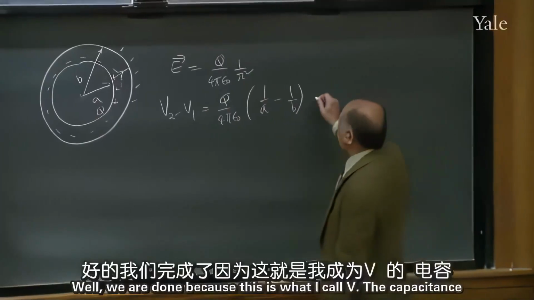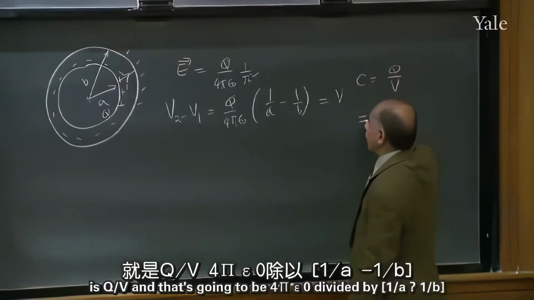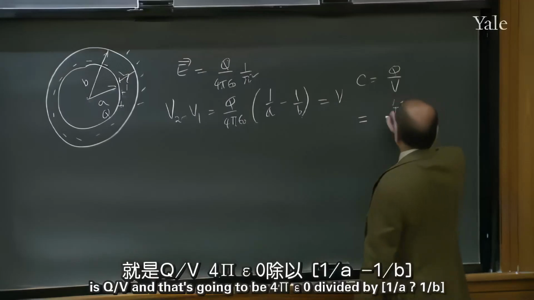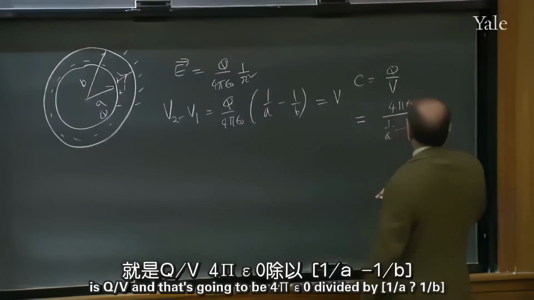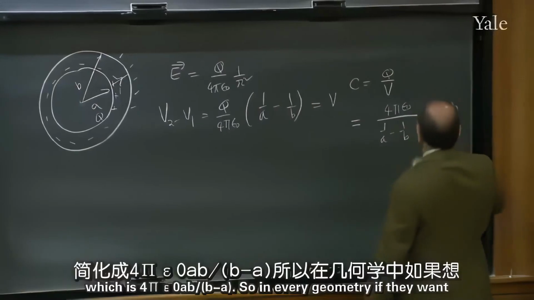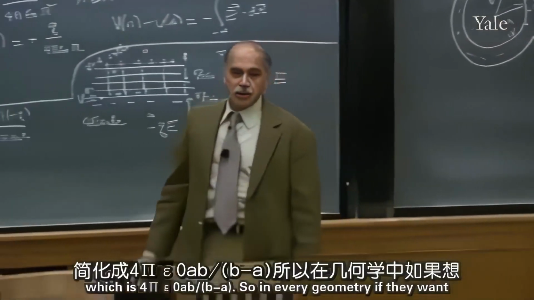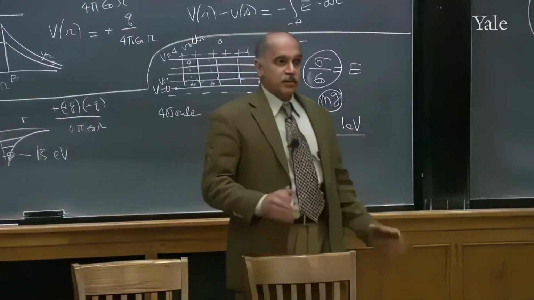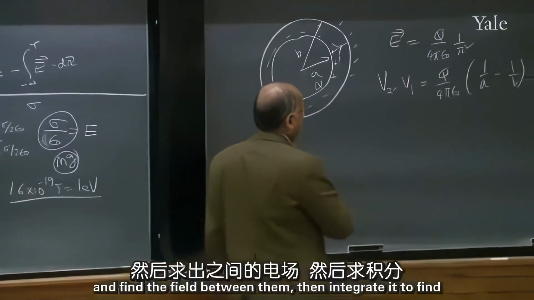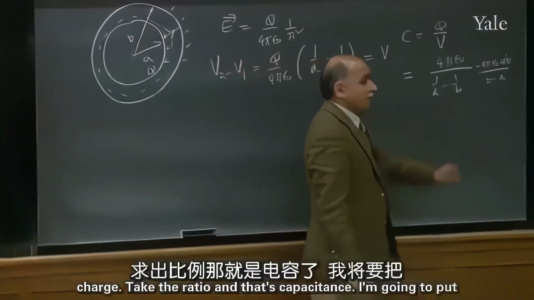Well, we are done, because this is what I call V. So capacitance is Q over V, and that's going to be 4 pi epsilon 0 divided by 1 over A minus 1 over B, which is 4 pi epsilon 0 AB divided by B minus A. So in every geometry, if they want capacitance, move charge from one guy to the other guy, find the field between them, then integrate it to find the potential. Then the potential will always be proportional to the charge. Take the ratio, and that's capacitance.